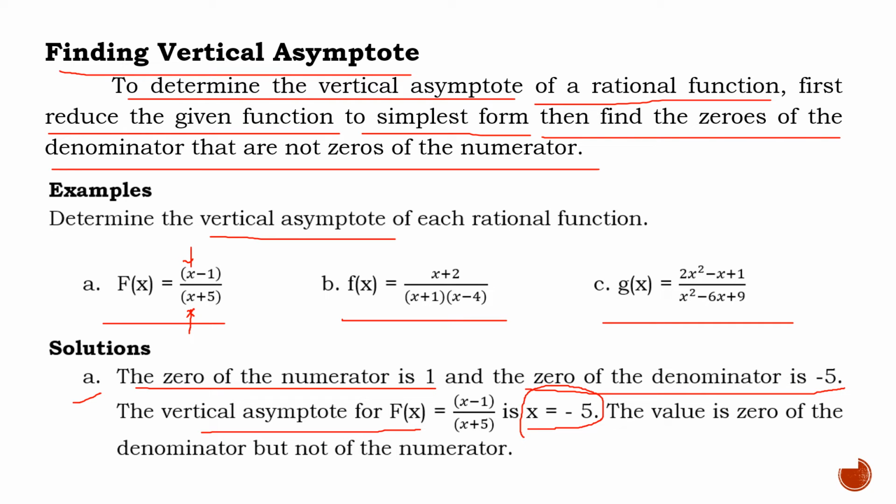So the value is a zero of the denominator but not of the numerator. The value of your vertical asymptote is the value that makes your denominator equal to 0 and not your numerator. Always look for the value of your x variable that will make your denominator equal to 0 and not your numerator. And that value of x will serve as your vertical asymptote.